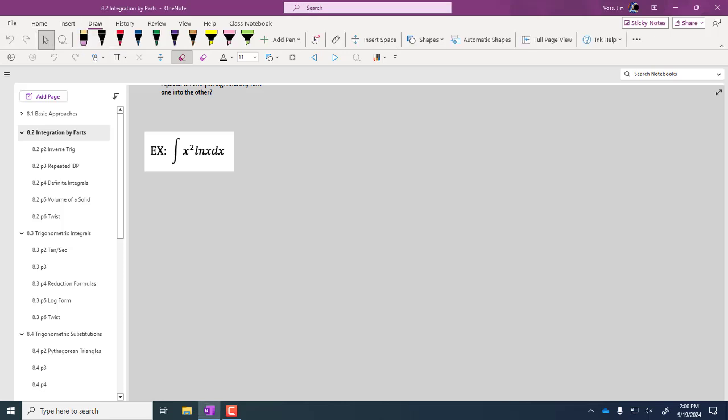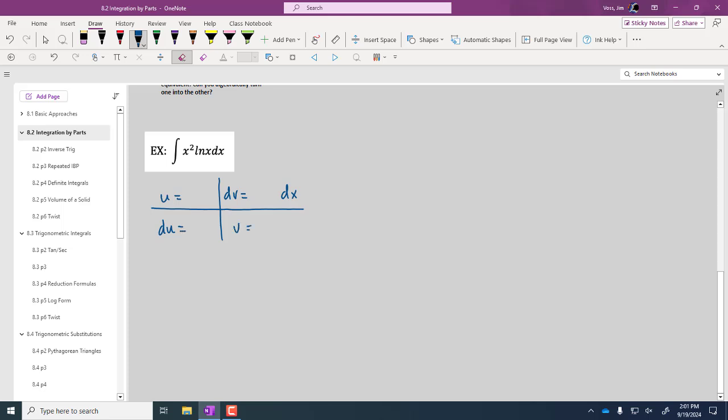The first thing we do is identify u and dv. So we have to pick a u and we have to pick a dv. And we know that the dx has to go with the dv. So this is kind of where we start every time we're going to do integration by parts. So we know that much right there. That's kind of the outline of what we're going to do.